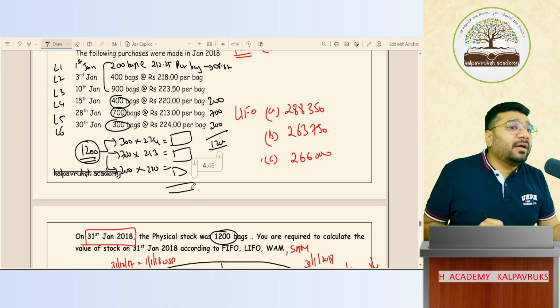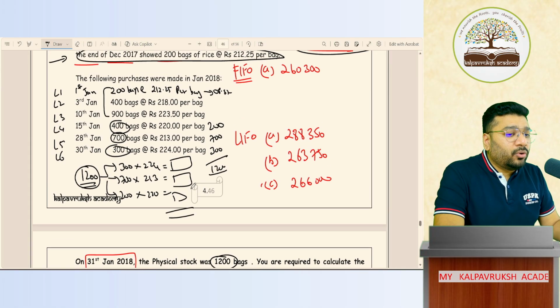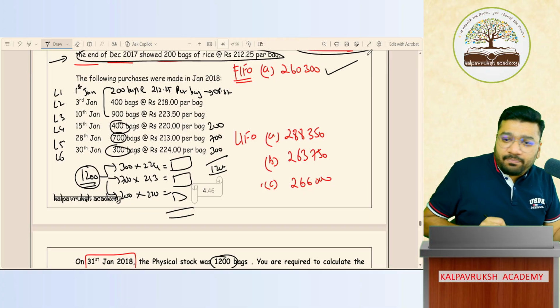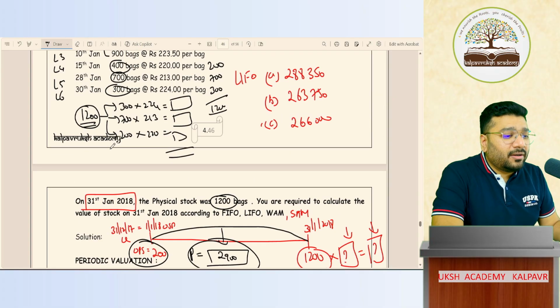And the rice bag inventory value is this much. How much is it in total? 2,60,300. Perfectly correct. 2,60,300. Got it, not got it?